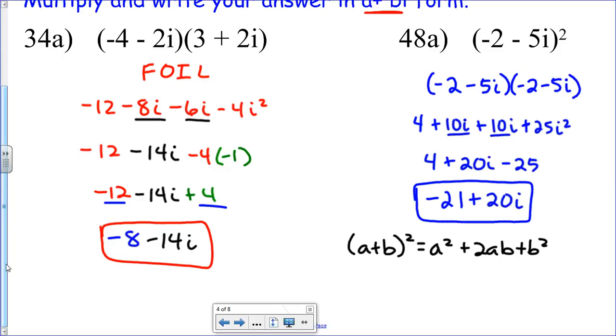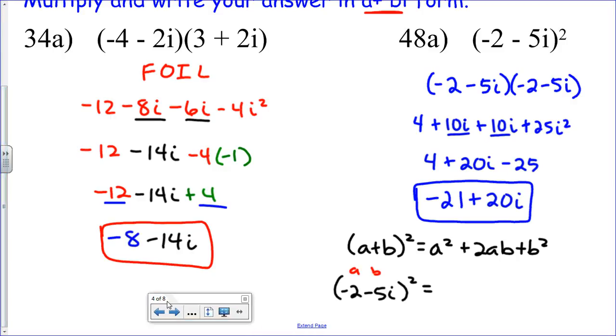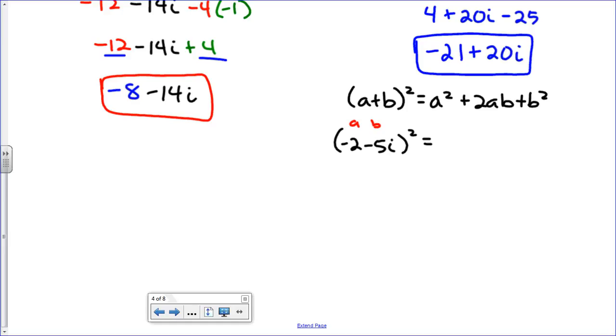So if I take negative 2 minus 5i squared, this is my a, this is my b. So a squared, negative 2 squared is positive 4. I'm going to do a times b, so negative 2 times negative 5 is positive 10i, and then times 2, so plus 20i. And then this squared, that's positive 25i squared, which is negative 25.